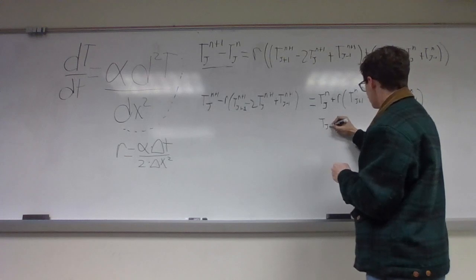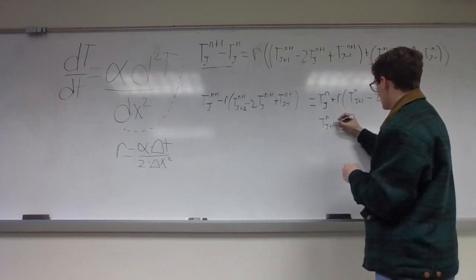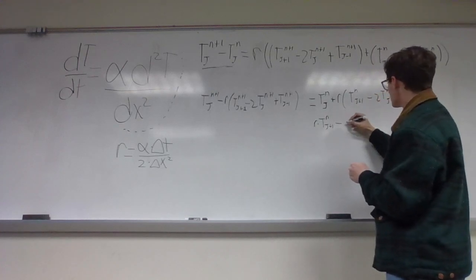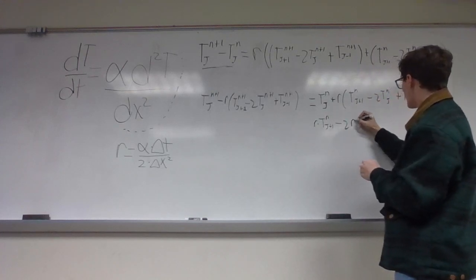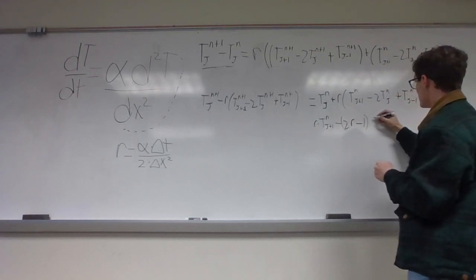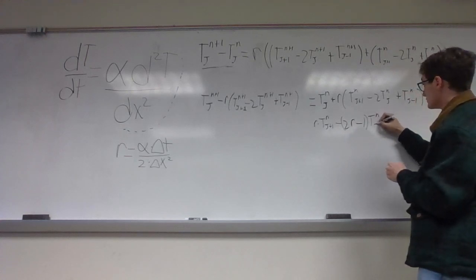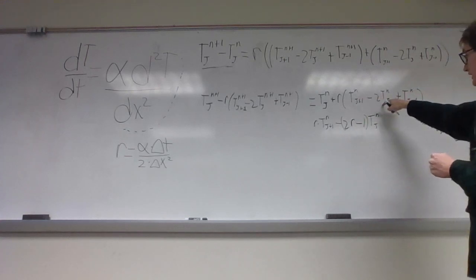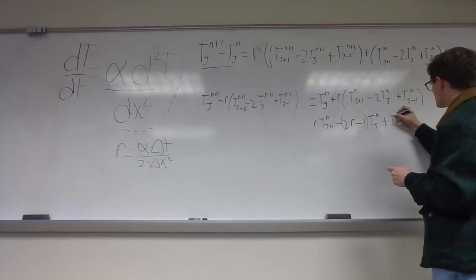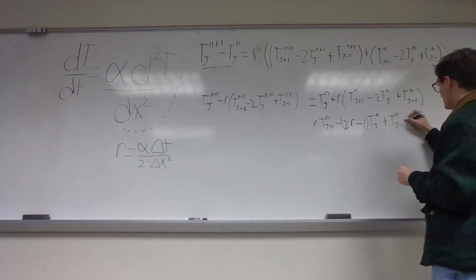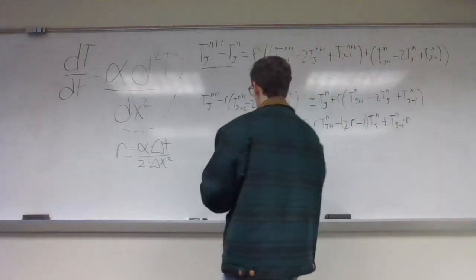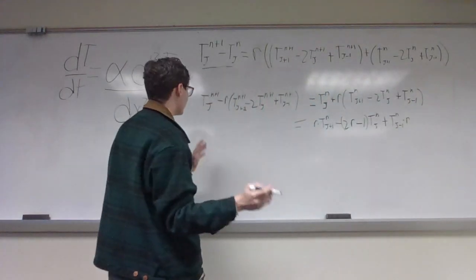T_j^n times (1 - 2r), because we have a minus 2r of T_j^n, we still have our positive 1, plus our T_{j-1}^n times r. And then over here, we do the same thing, again with respect to just a negative r value.